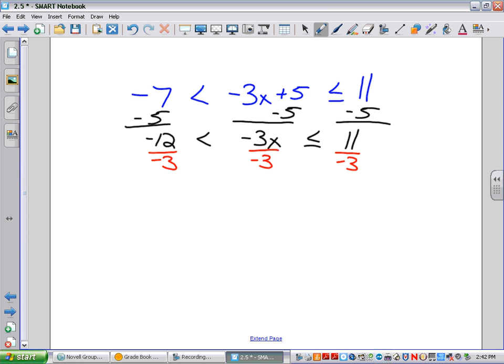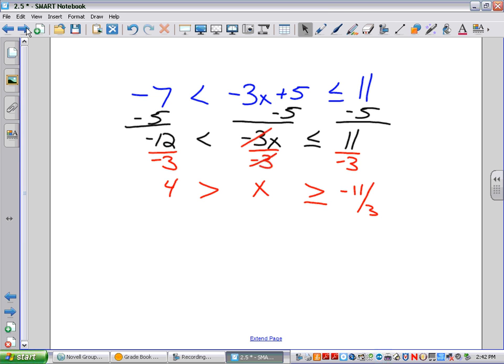Remember what you do when you divide by a negative number. You switch the direction of the sign. So this sign becomes greater than. This sign would become greater than or equal to. Need to switch both of them. So here I would have a 4. Here these are gone, so I have x. Over here I'm going to just leave that negative 11/3.